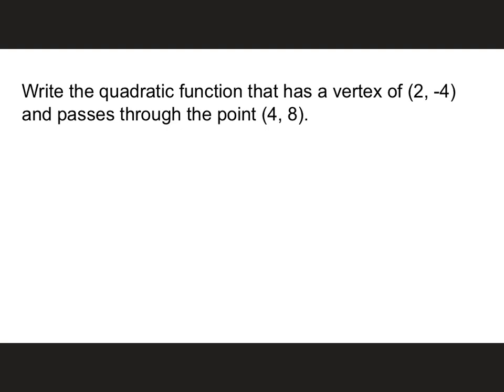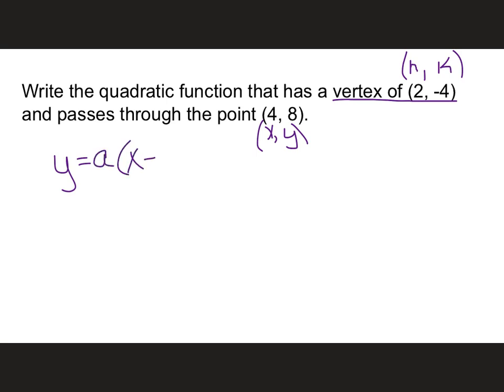So for our first problem, we're going to write the quadratic function that has a vertex of (2, -4) and passes through the point (4, 8). Since we know that this is the vertex, then we now have identified the h and k value for the vertex form. Another ordered pair, any other ordered pair, is a representation of any x and any y. So if we start with vertex form, and I'm going to call it y for us, so y equals a times x minus h squared plus k.